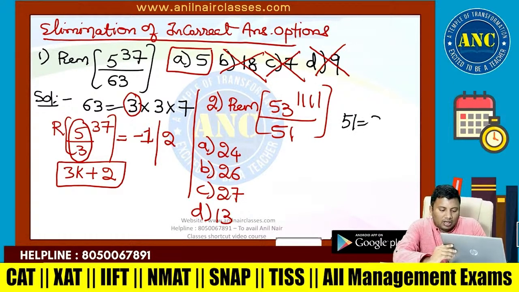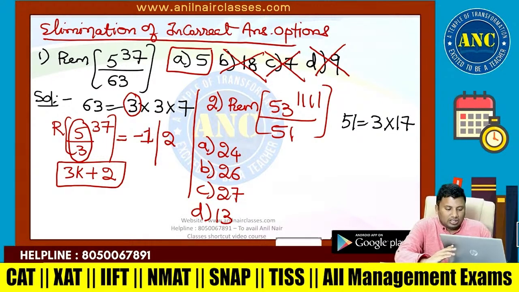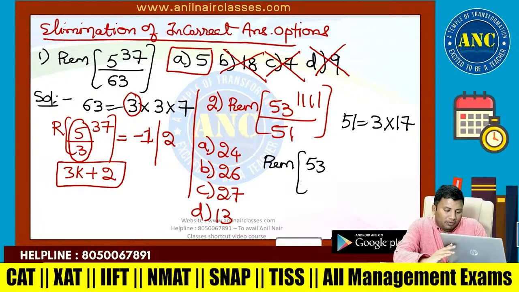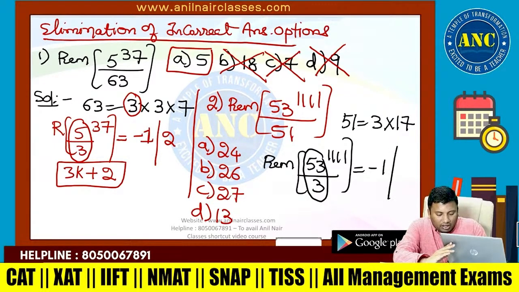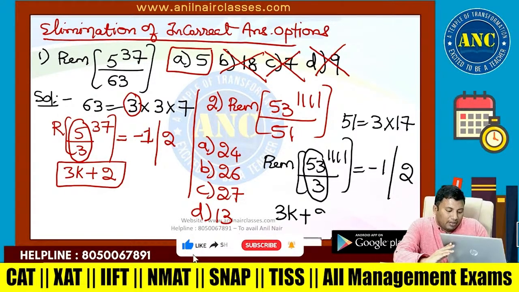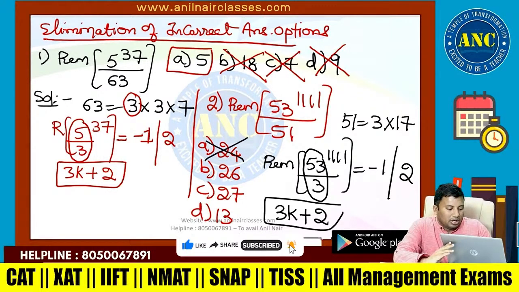51 is nothing but 3 into 17. So check the remainder of 53 power 11111 divided by 3. 3 eighteens are 54. Negative remainder minus 1, positive remainder 2. The answer when divided by 3 gives a remainder 2. So 24 is out, 27 is out, 13 is out.